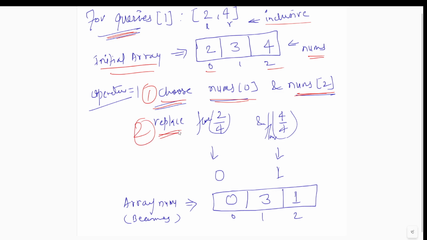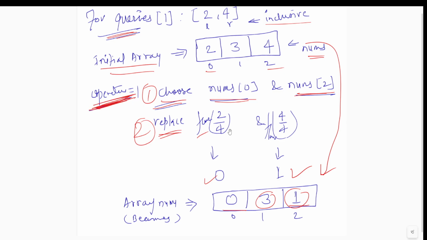Step 2, we have to replace the elements. If we do the replacement and find the float value, you will get 0 and here you will get 1. So the array now becomes, from here to here, we replaced with 0 and this is 1. Now we have 0 3 and 1. Now, not all are 0, right? Here we need to make this one 0 and this one 0 as well. It means we need another operation. So this is operation 1 that we have performed.